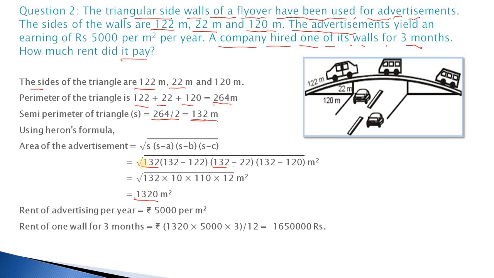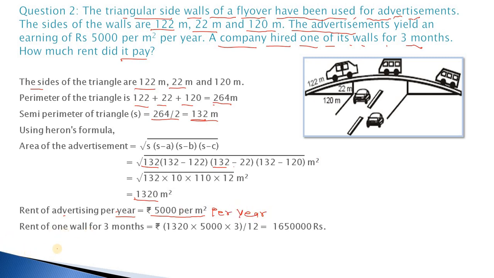Now we find the rent. The rent of the advertisement is 5,000 rupees per meter square per year, given per year.